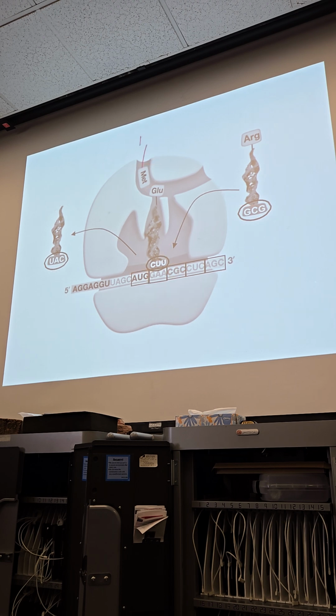This is my N termini. This is my C termini. Which side do you build on? C termini. Sorry, this is N, this is C. This will come in and build there. So my new sequence after this one comes in is MET, Glu, ARG.